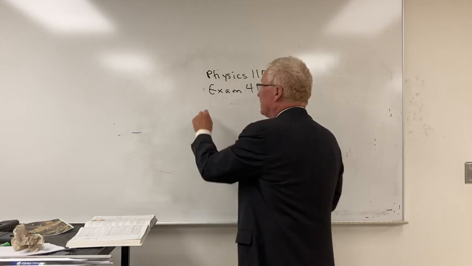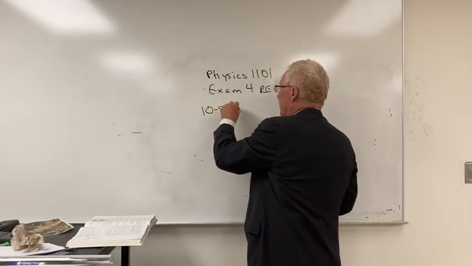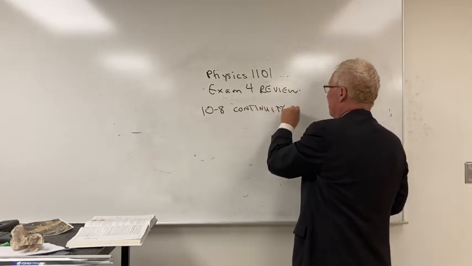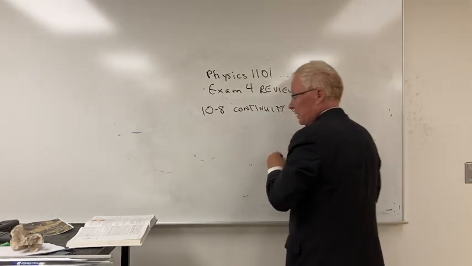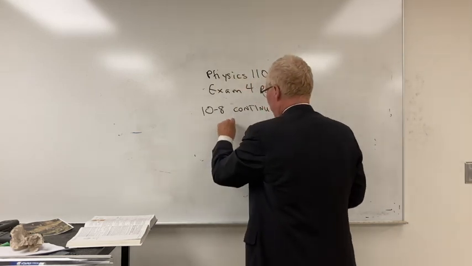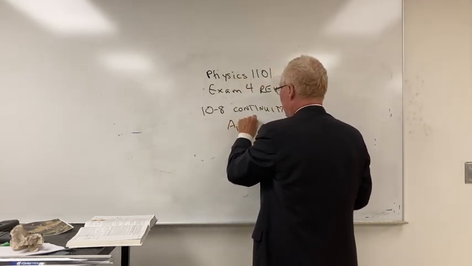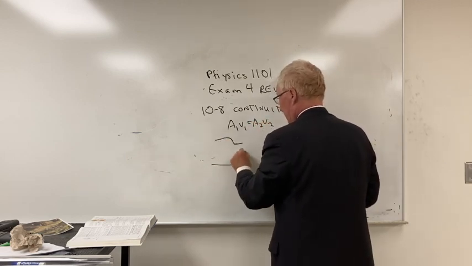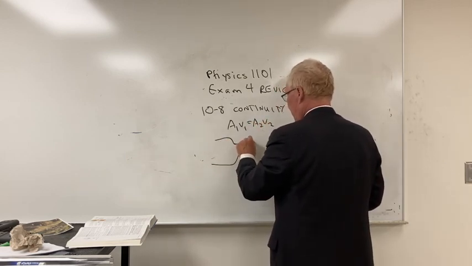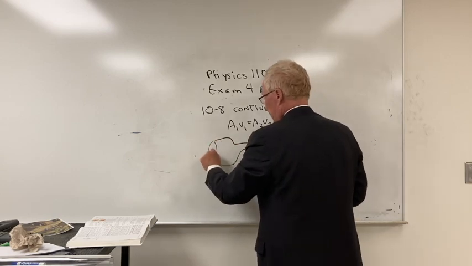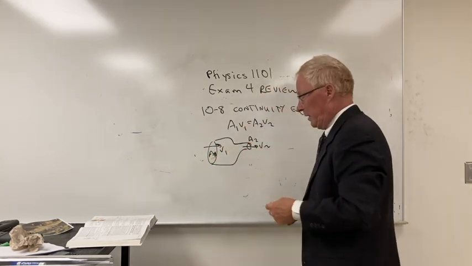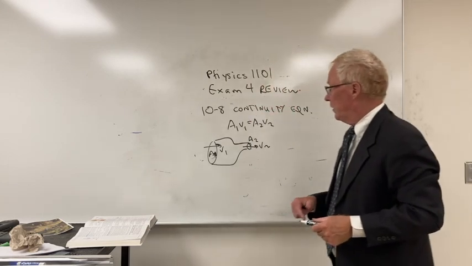So 10.8 is the continuity equation. All right. A1V1 equals A2V2, where we have area 1, area 2, V1 coming in, V2 coming out, and these two are equal in that regard. So that's the continuity equation.